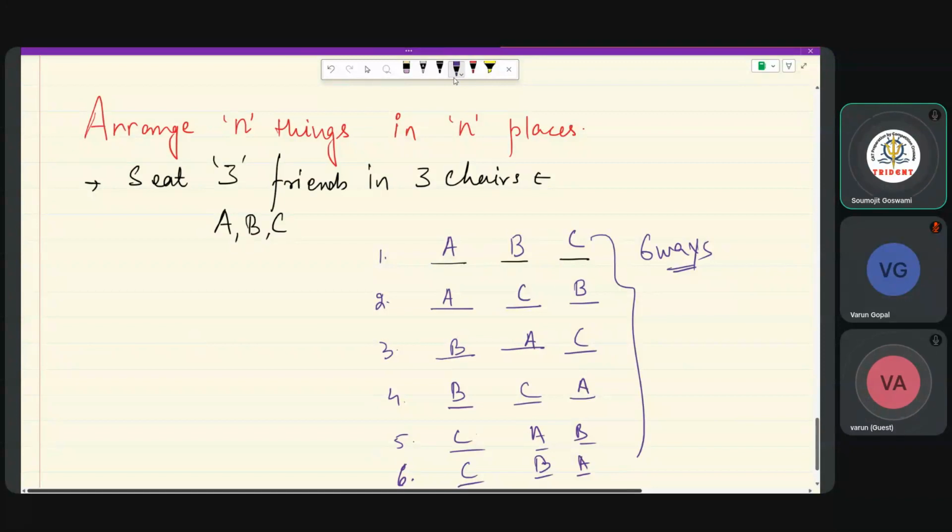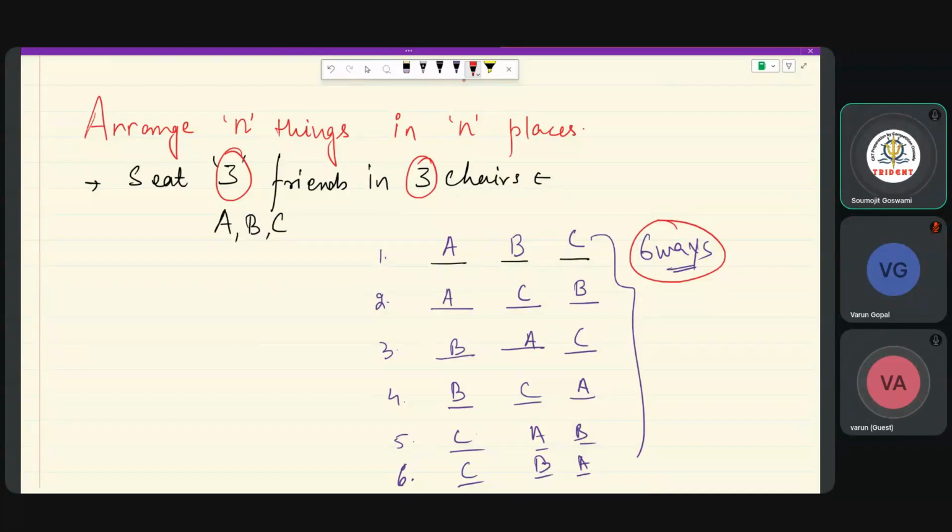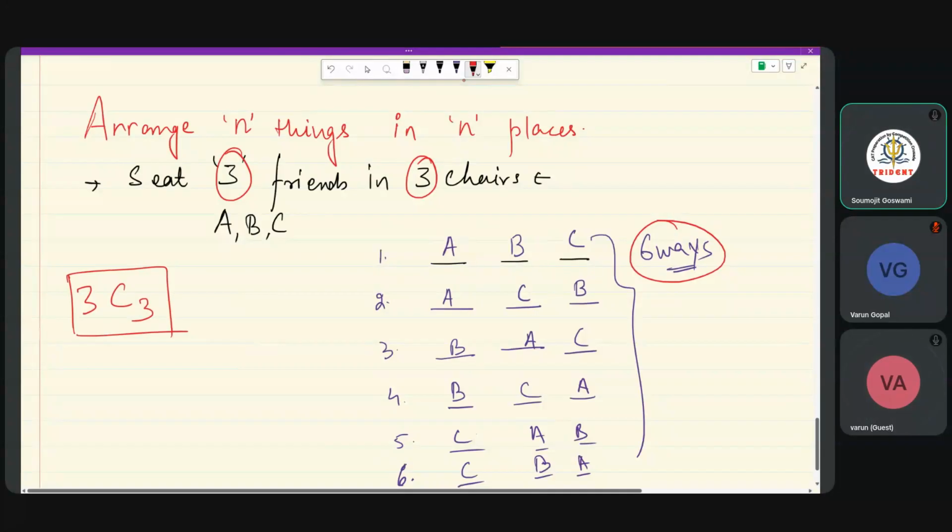So what we realized from this discussion is that when there are 3 friends in 3 chairs, it can be done in 6 ways. If you understand what we did, we selected 3 and arranged them among themselves. So basically, is this equivalent to 3C3? Selecting and arranging, remember. So no, this is not 3C3, it is 3P3. Right, guys? Yes, sir.